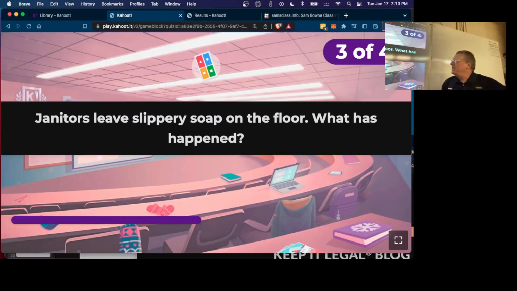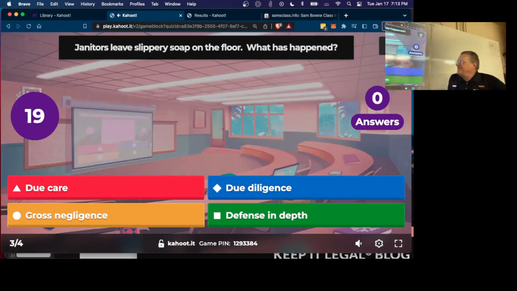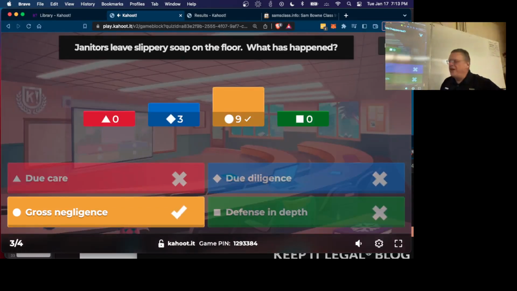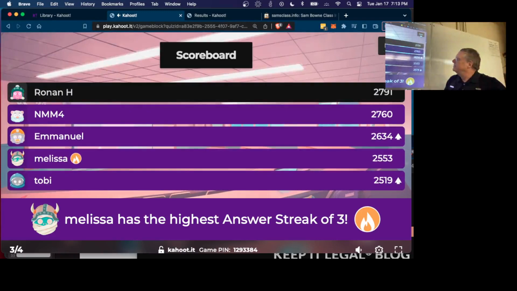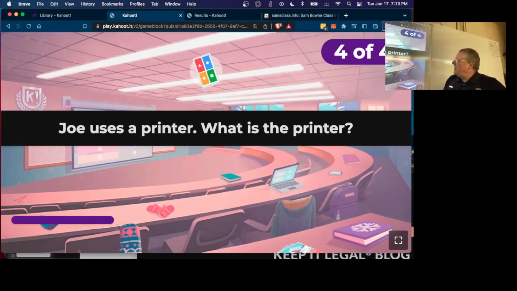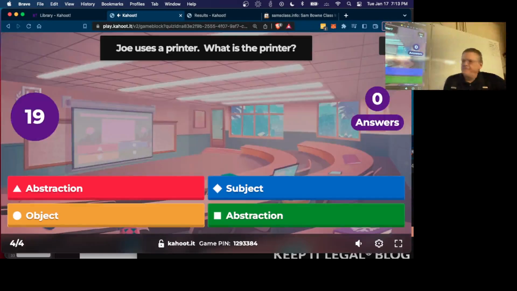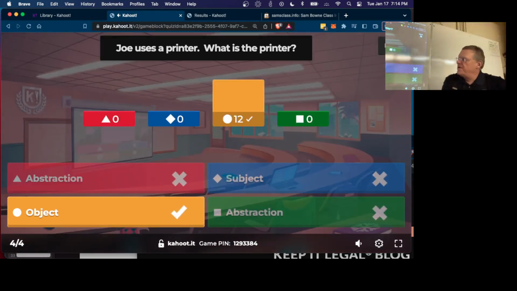All right, janitors leave slippery soap on the floor. What's that? That's gross negligence. Somebody falls down and gets hurt, your company will have trouble explaining why they did that. All right, Joe uses a printer, so what's the printer? It's an object. Joe is the subject and the printer is the object. Okay, good.